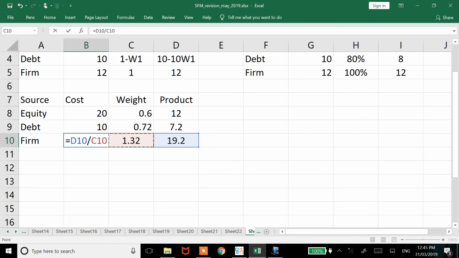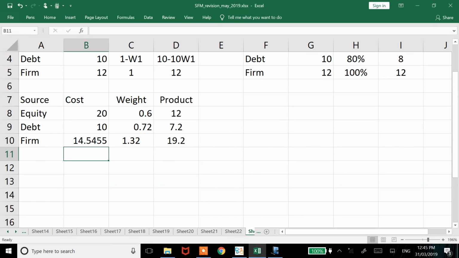Equity and debt, earlier it was 20, 80. Now it is 60 and 72. Many authors say that it has to add up to 1. When you have to make it add up to 1, you will have to do certain adjustment. Net, you will get the same answer of 14.54.